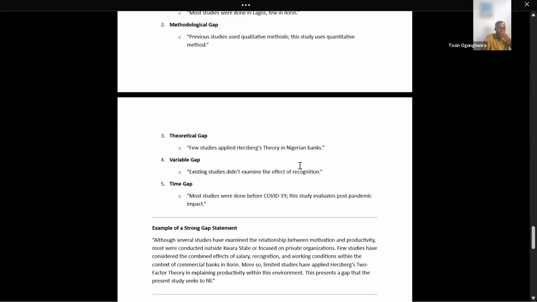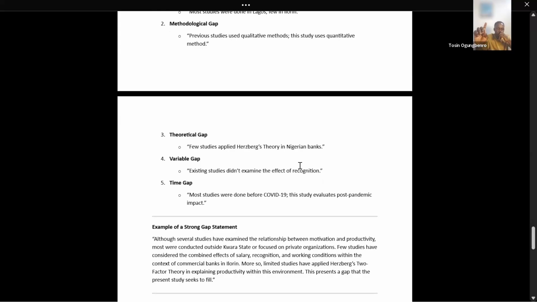You get. So, time gap. Most studies were done before COVID-19, and these studies evaluate post-pandemic impact, something like that. Or maybe most studies have been done pre-AI, and we want to know how AI has affected this particular subject matter since the inception of AI and so on.